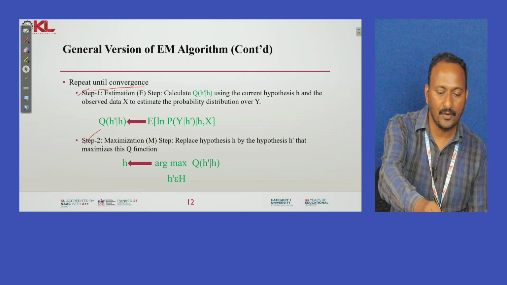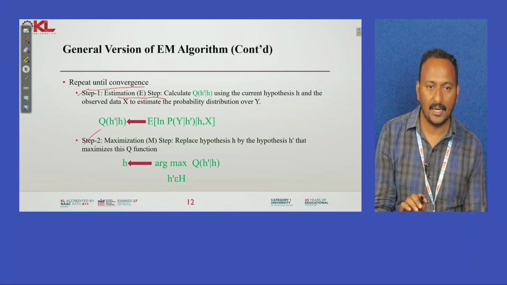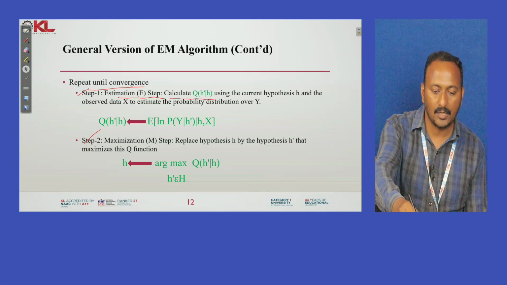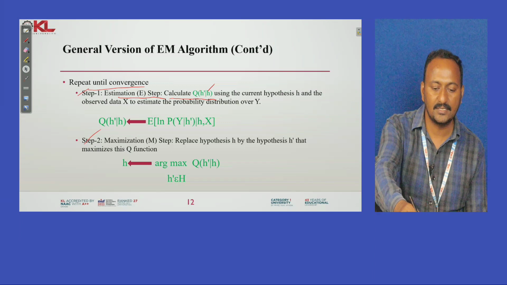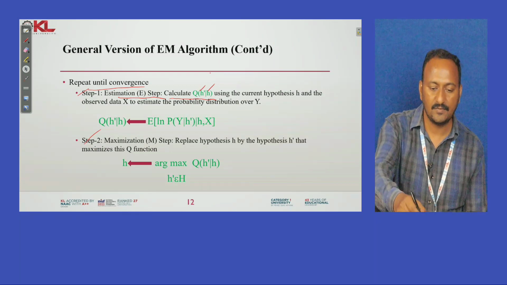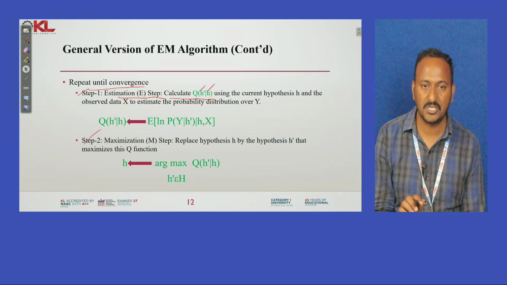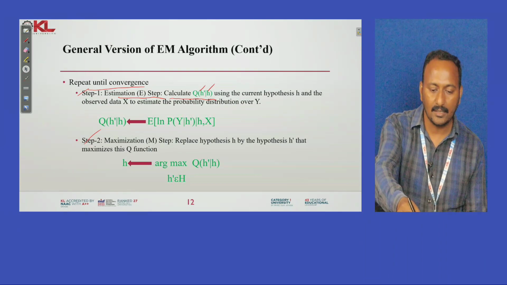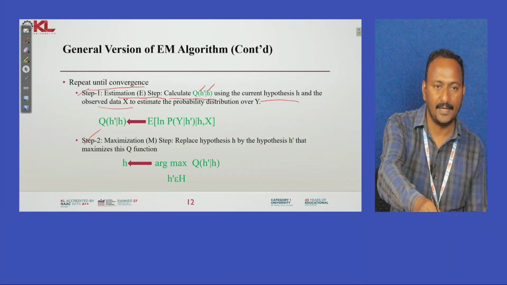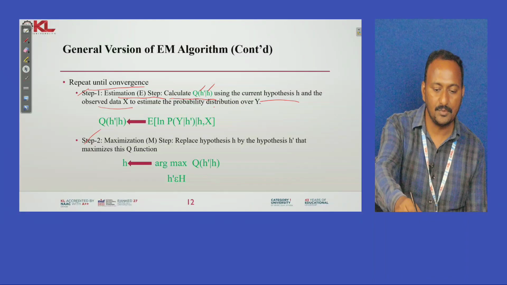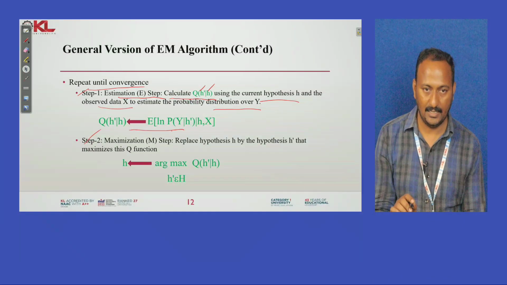In step 1, we simply call it the estimation step, or E step. In this we calculate the Q of h bar conditioned on h. Here h is the current hypothesis and h bar is the updated hypothesis, which is gained after one iteration of our EM algorithm. We calculate this with the help of the current hypothesis h and the observable data x to estimate the probability distribution over y. So this is our function, which we discussed now.